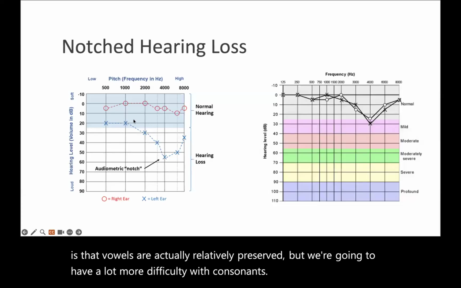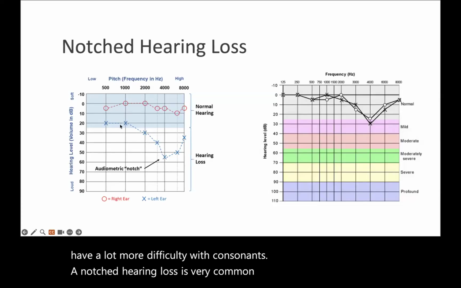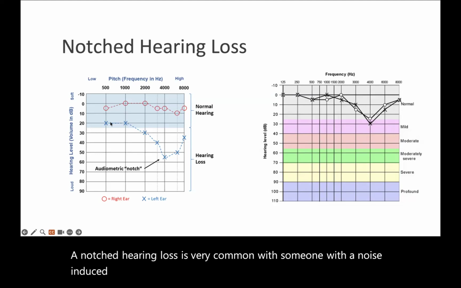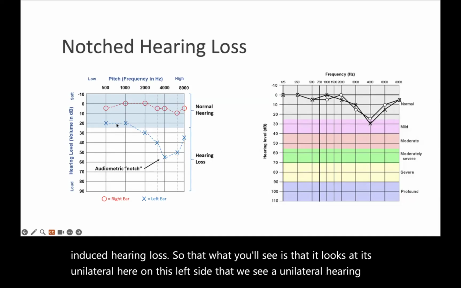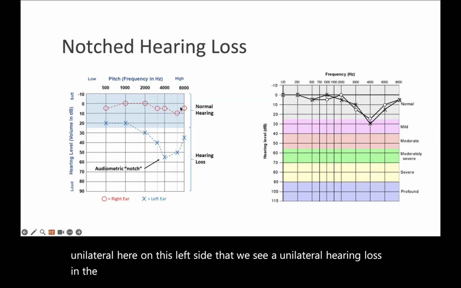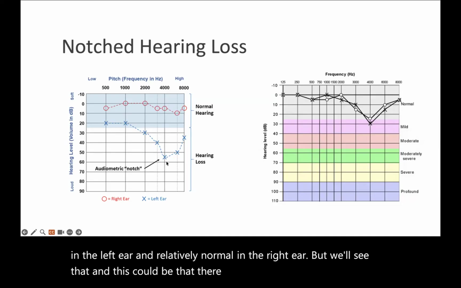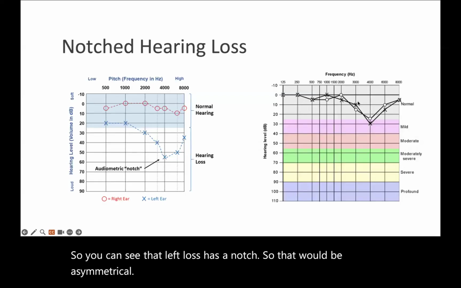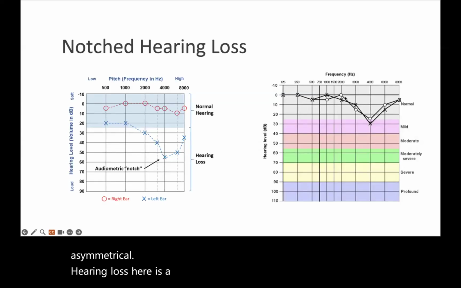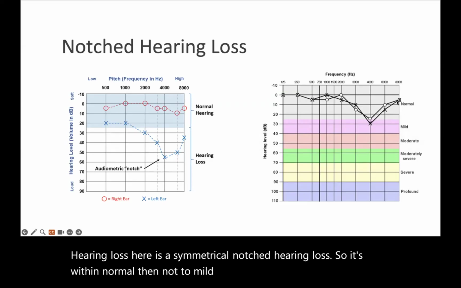A notched hearing loss is very common with someone with a noise-induced hearing loss. What you'll see here is a unilateral hearing loss in the left ear and relatively normal hearing in the right ear. This could be that there was an exposure on that left side, so you can see that the left loss has a notch. That would be an asymmetrical hearing loss. Here is a symmetrical notched hearing loss. It's within normal, then notched to mild, right here around 4,000 hertz, and then goes back up to normal.